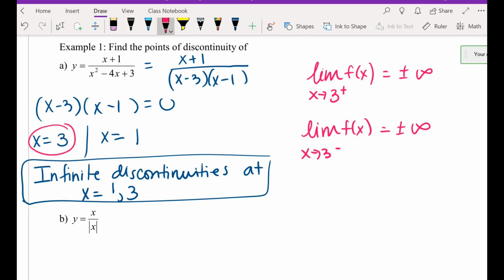Let's pick the right side. x approaches 3 coming from the right. How do you know if it approaches either positive or negative infinity? Which one is it? What do you do? This is easily an exam question. What is the limit of this as x approaches 3 coming from the right? What would you do to find the answer? Is it positive or negative infinity? Or if it's infinity at all? What do you do?